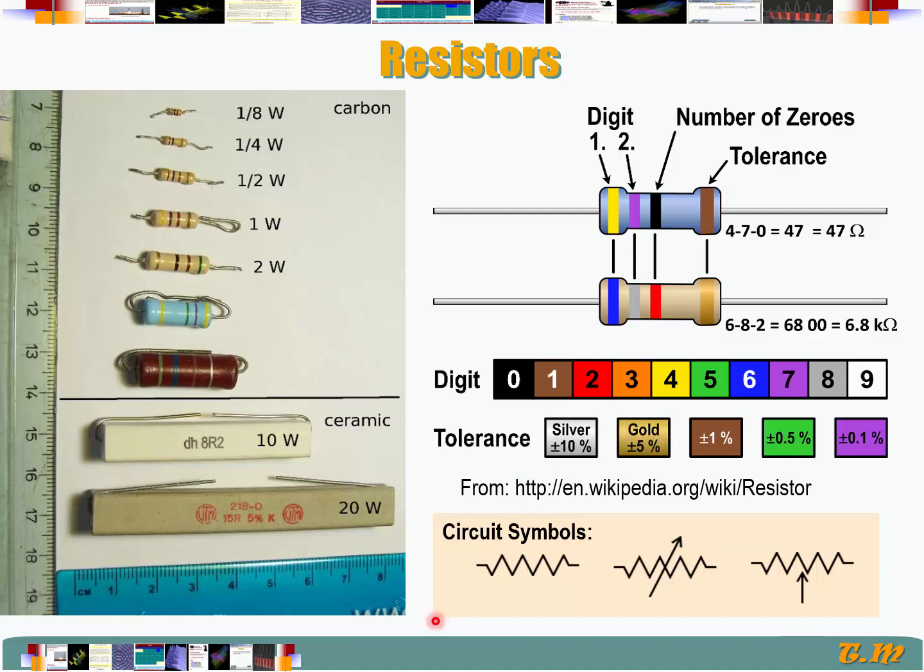The symbols we use in circuits for resistors are like these jagged lines. This is the common resistor symbol. This is a symbol for resistor whose value changes, what we call a potentiometer or variable resistor. And this is another potentiometer, but with a tap in the middle.